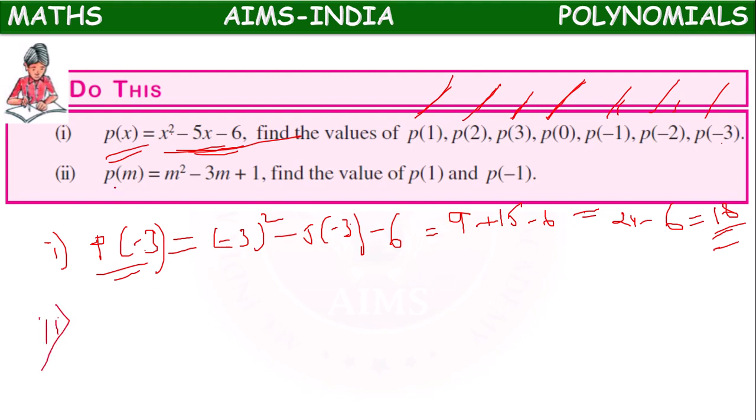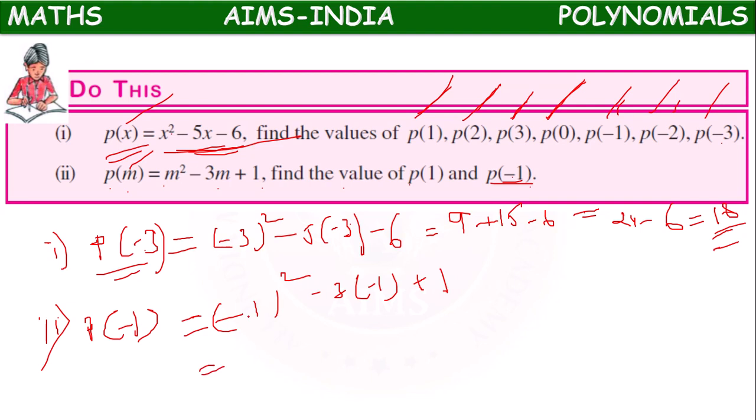Next, second question. P of m equals m square minus 3m plus 1. Find the value of p of 1 and p of minus 1. Let's do the value of p of minus 1. Here, the polynomial is defined in the variable m instead of x. So in the place of m, we have to keep minus 1. Minus 1 whole square minus 3 into minus 1 plus 1. Minus 1 whole square is 1, minus into minus is plus 3, plus 1, equals 5.